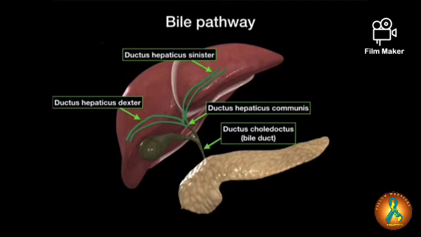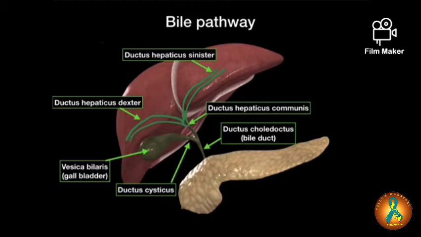Alright, so it continues down and becomes ductus choledochus in Latin. I don't know if I pronounce it right, but in English it's the bile duct. But you can also call it the common bile duct because it is made up of the common hepatic duct and also the ductus cysticus, or the cystic duct. And as you can clearly see, the cystic duct leads into the gallbladder, the vesica biliaris.